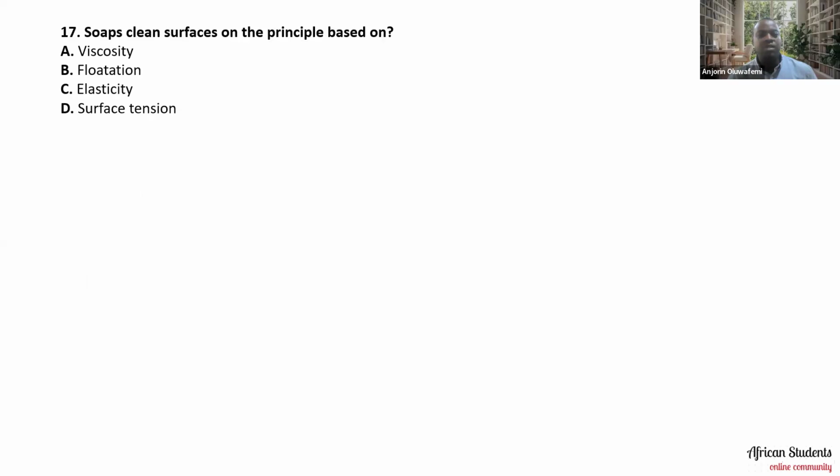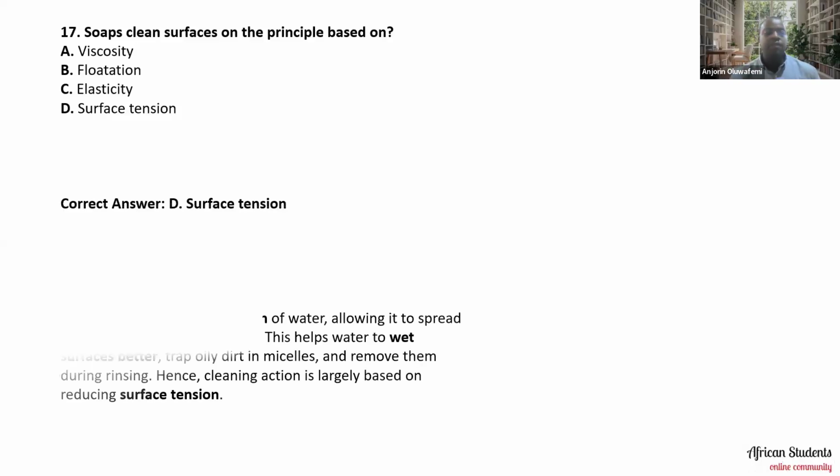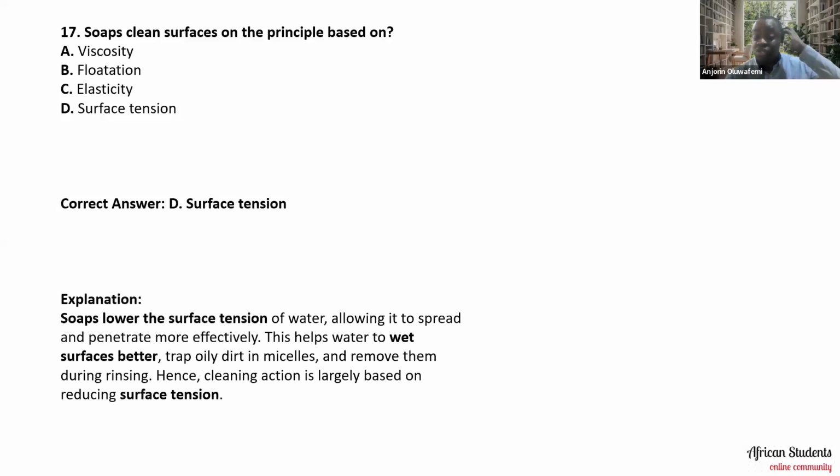Hence, all 4 options are valid forms of calcium carbonate. Okay. Soap cleans surfaces on the principle based on, is it viscosity, flotation, elasticity, surface tension? The answer is surface tension. And the explanation for this is that soap lowers the surface tension of water, allowing it to spread and penetrate more effectively. This helps water to wet surfaces better, and trap oily dirt in micelles and removes them during rinsing. Hence, cleaning action is largely based on reducing surface tension.